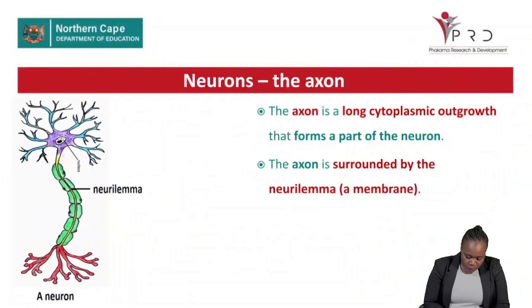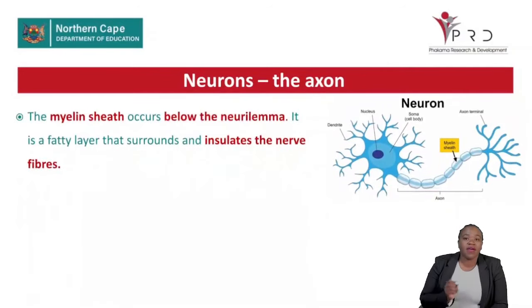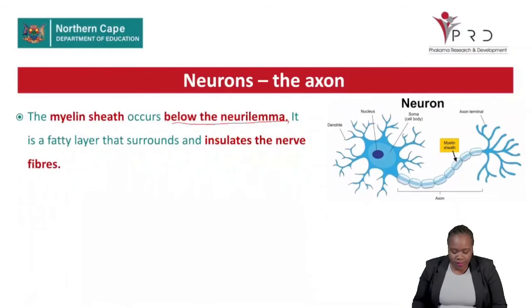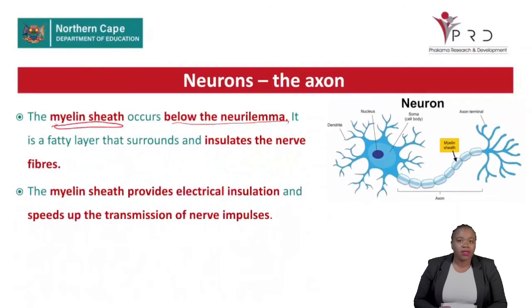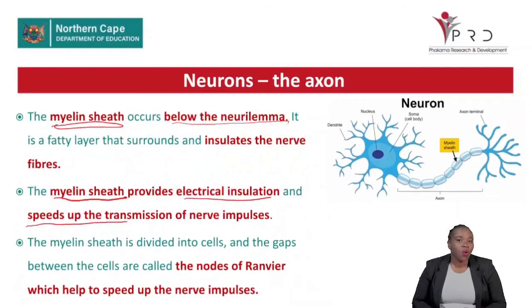So this axon, as we can see over here, is surrounded by a membrane called the neurolemma. So we have the neurolemma which surrounds these axons. And then we also have a myelin sheath. The myelin sheath occurs below the neurolemma and it is a fatty layer that surrounds and insulates these nerve fibers. The insulation of the nerve fibers makes sure that impulses are transmitted at a faster rate. Without the myelin sheath, the impulses would not be transmitted at a faster rate. Therefore, they will be very slow. So the myelin sheath provides electrical insulation and therefore it speeds up the transmission of the nerve impulses. One of the biggest importances of the myelin sheath is to speed up the reaction.